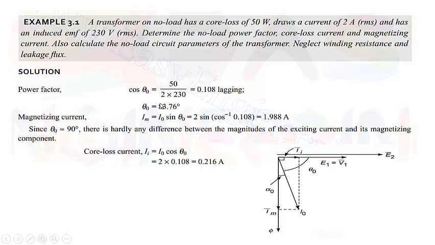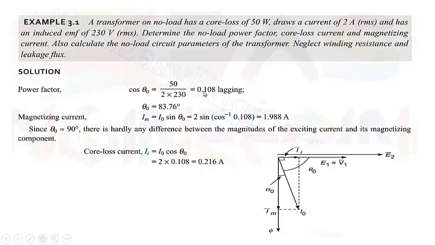So cos theta will be simply, we know that this power, that is 50, is equal to V I cos theta naught. This will be the input power. Since power is given, input current is given, and input voltage is given, cos theta will be equal to 50 divided by 2 into 230, that is equal to 0.108 lag. For no load, it will be lag. And you can see the value of cos phi will be very small. If I would have been 0, this cos phi would have been equal to 0. So theta naught is equal to 83.76 degrees.